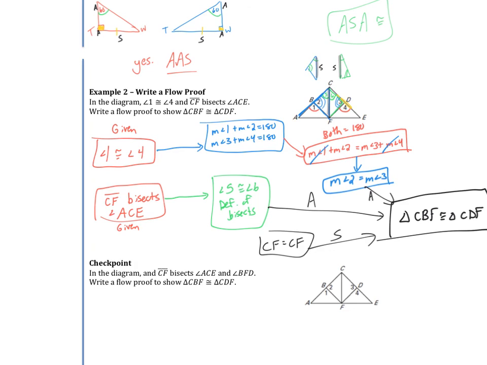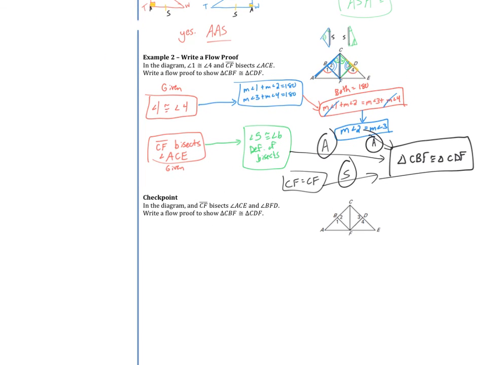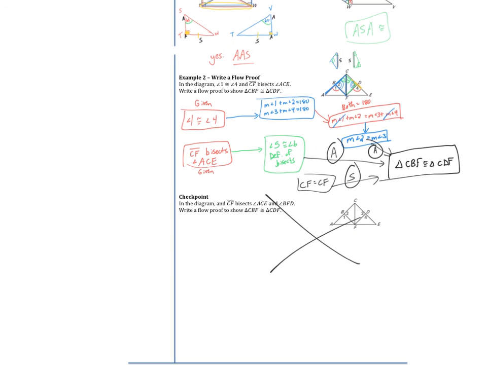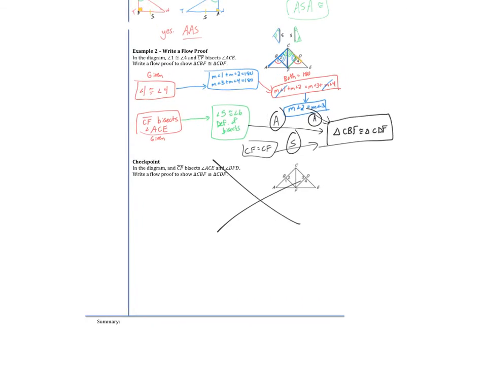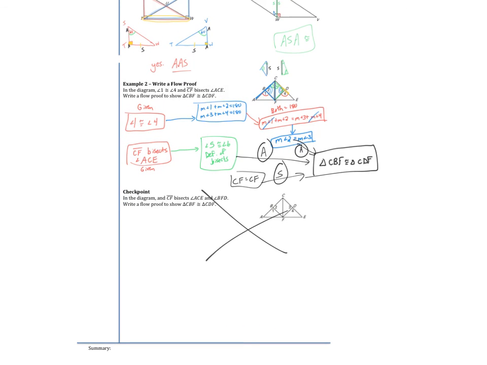So that's kind of how a flow proof works. We won't be doing a ton of them, but it just kind of works through what can I say next? And then we can see the lines drawn that show angle, angle, side congruence. We're going to skip the checkpoint because it's really the same as example 2. And we're going to slide down to, actually, that's it. We're going to skip the second checkpoint. We're only doing one flow proof, and that's all we got.